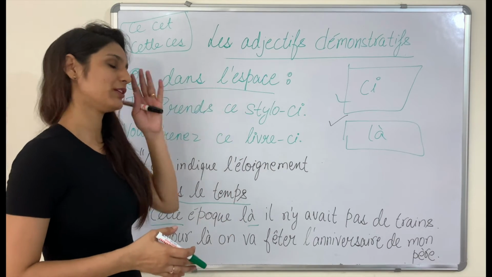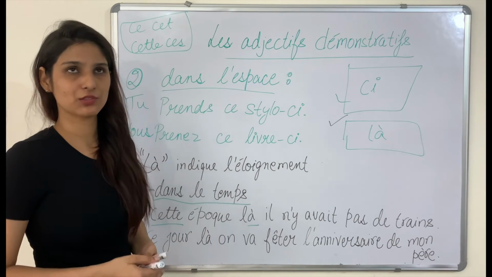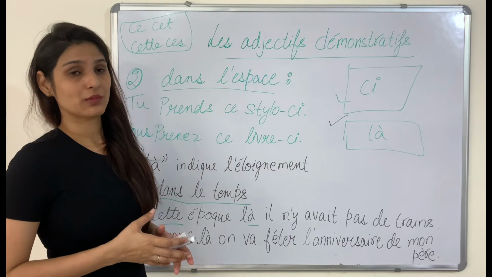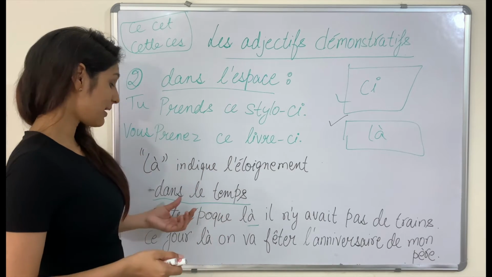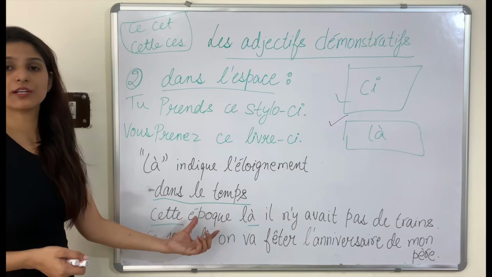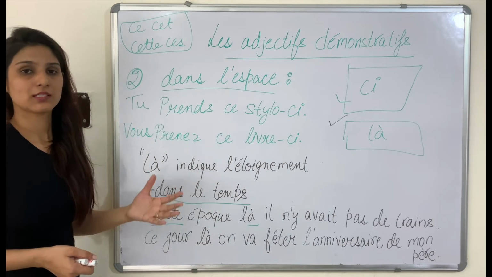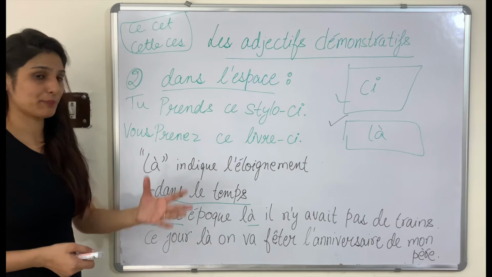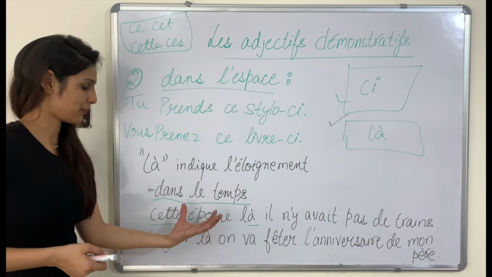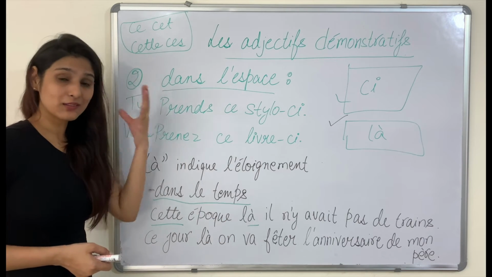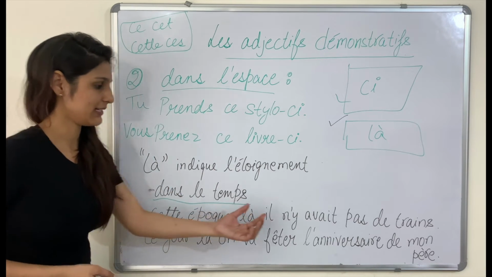Suppose you're talking about 15th century. You're in a conversation, you're saying, that time over there were no trains. Cette époque. Epoch word is used for a time that is gone, that era. For era, you use epoch. That era and those times, there were no trains. Il n'y avait pas de train.